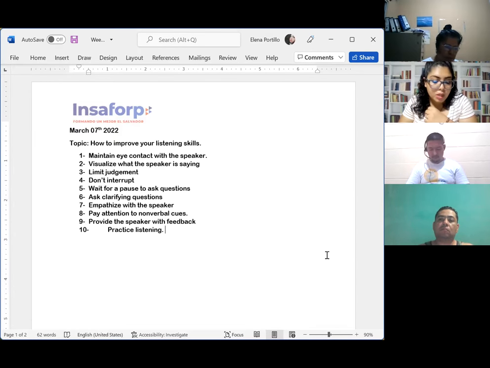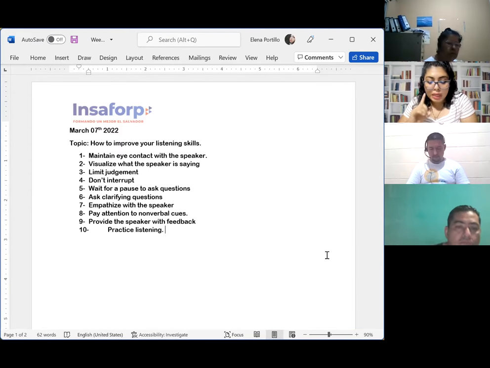Number two. Visualize what the speaker is saying. This is very important because we are going to use the imagination. So in this case, we need to try to conjure up mental images of what the speaker is talking about while you are listening to help retain information. This may be a literal picture or other concept that relates to the topic. This will help you to remember keywords and phrases when you listen for long periods.